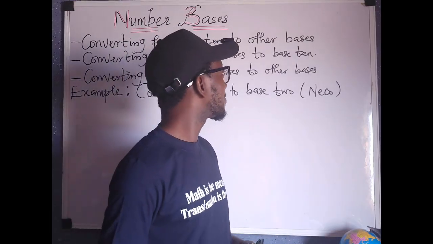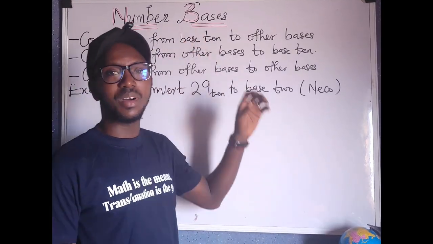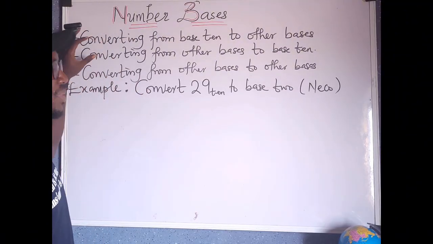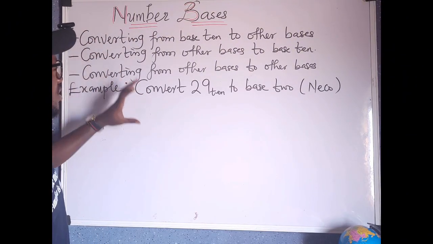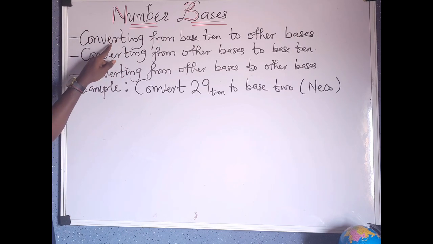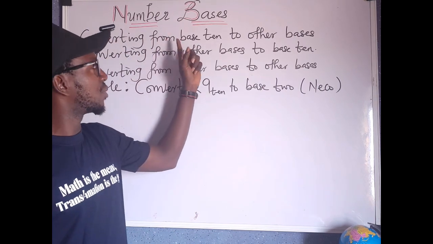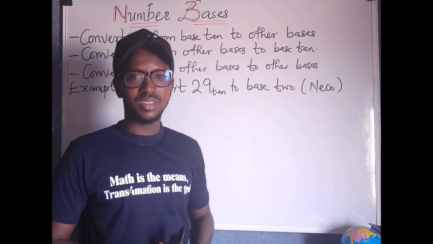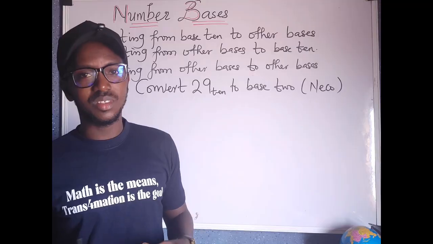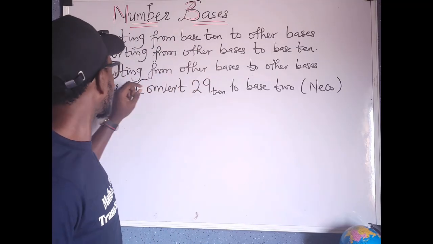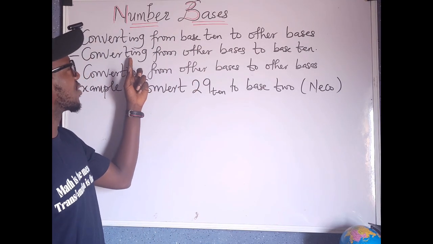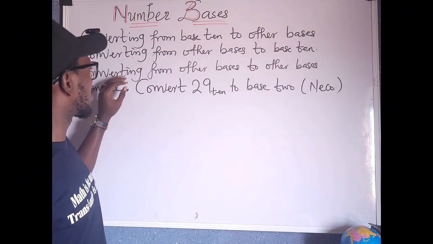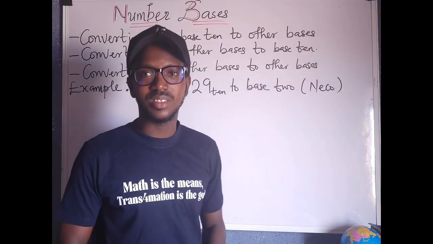All right, so today we are going to be looking at number bases. In number bases, there are three basic concepts that we need to understand. The first one is we are going to be learning how to convert numbers from base 10 to other bases. Numbers in base 10 are the natural numbers like 1, 2, 3, your natural counting numbers. They are all in base 10. Then the second one, we are going to be learning how to convert from other bases to base 10. And the last one, we are going to be learning how to convert from other bases to other bases.